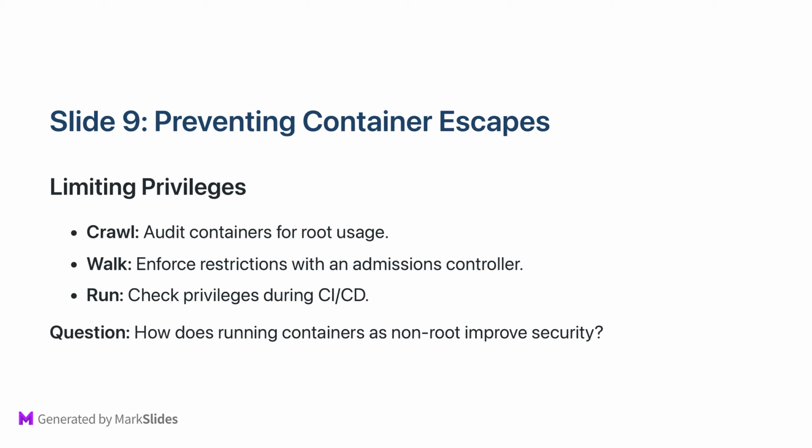Next, we move to enforce restrictions with an admissions controller. Admissions controllers allow us to put in place policies that prevent the launch of containers running as root. By enforcing such restrictions, we make sure that only containers with non-root users are allowed to run in our environment. Finally, in the run phase, we check privileges during CI/CD. This is about integrating privilege checks into our continuous integration and continuous deployment pipelines. By doing so, we ensure that every new container image or update is verified for proper user permissions before it is deployed.